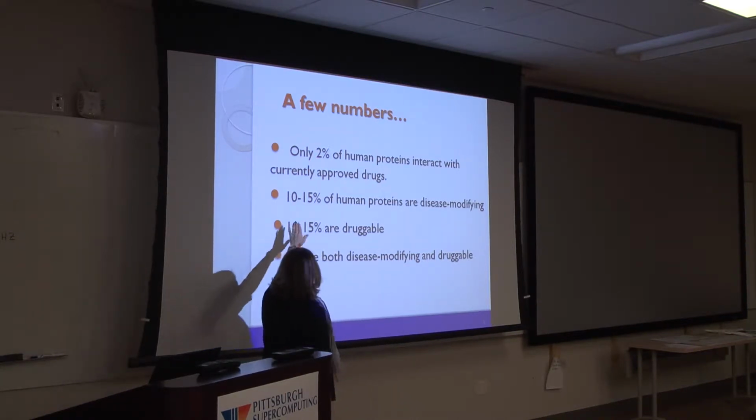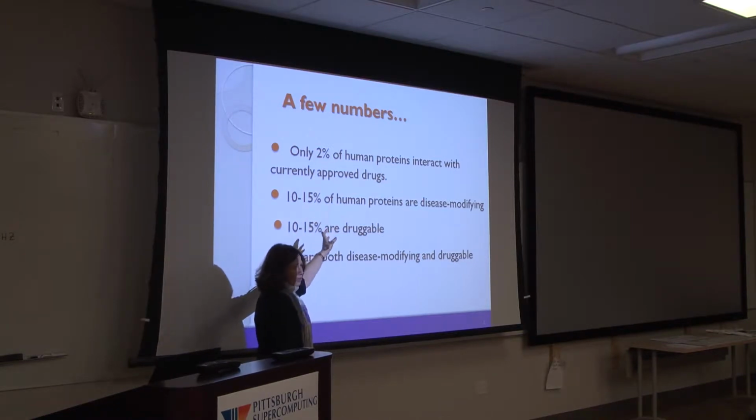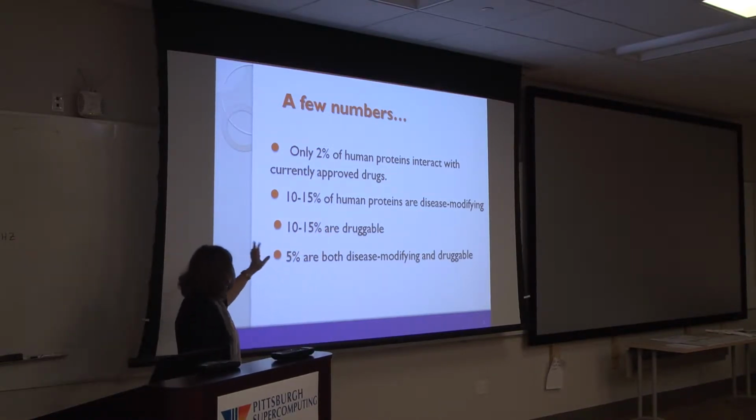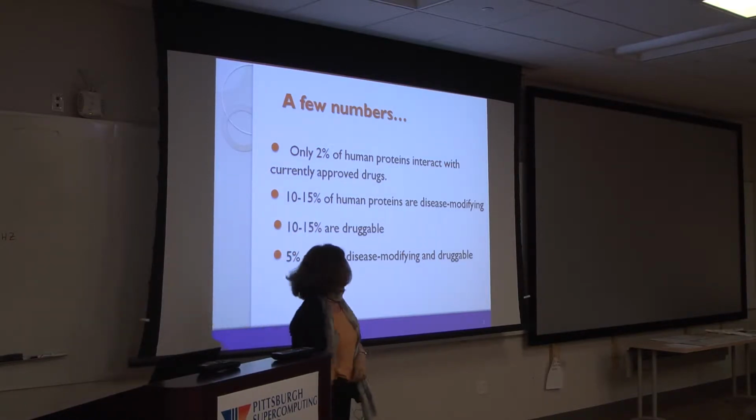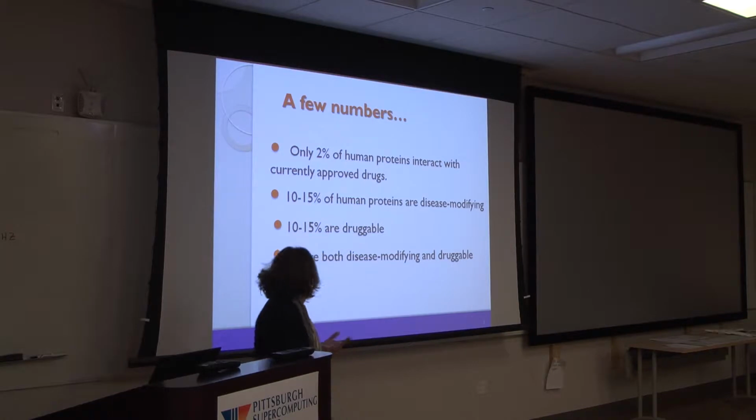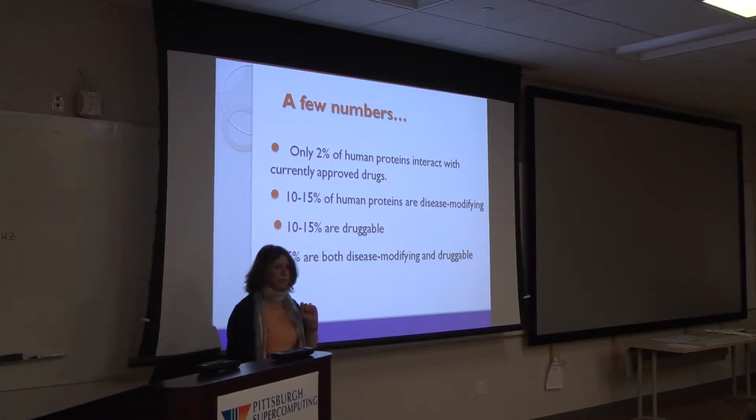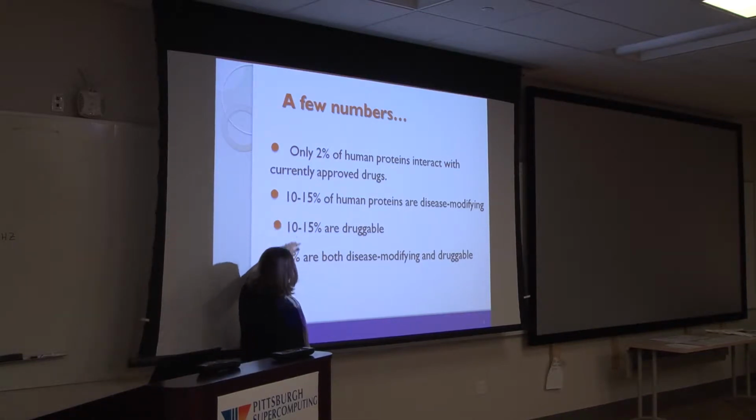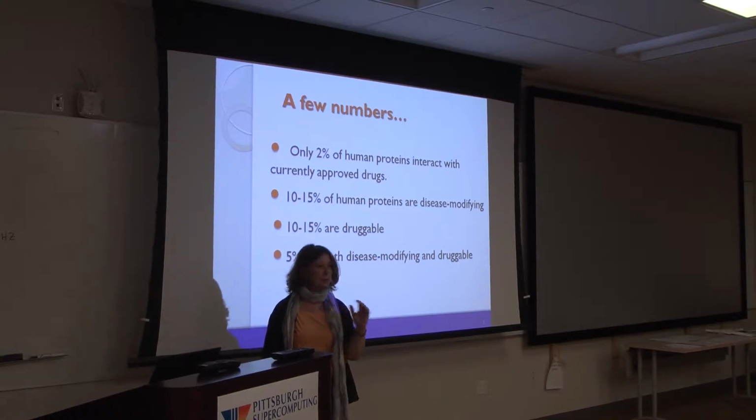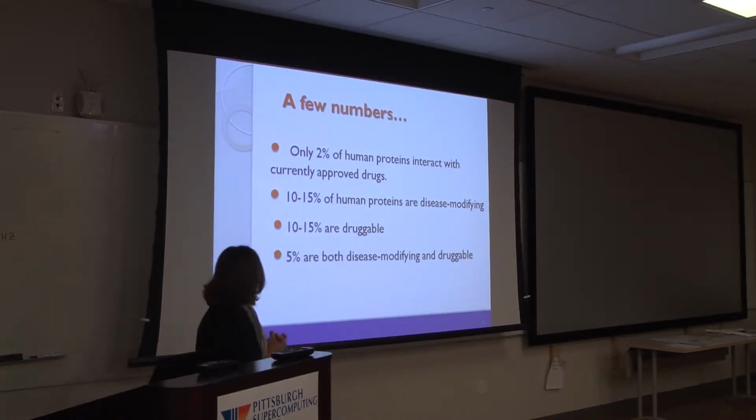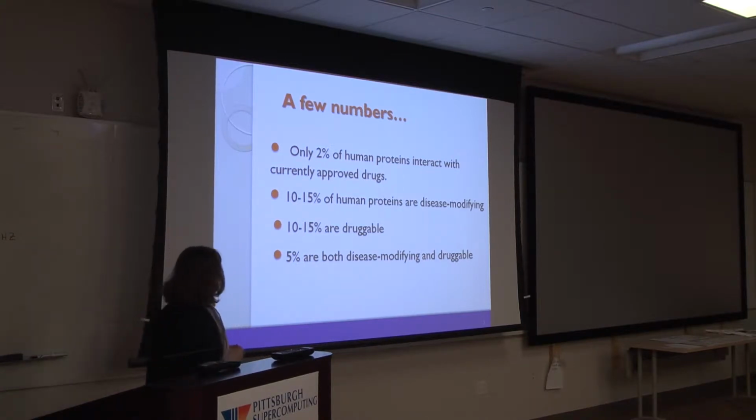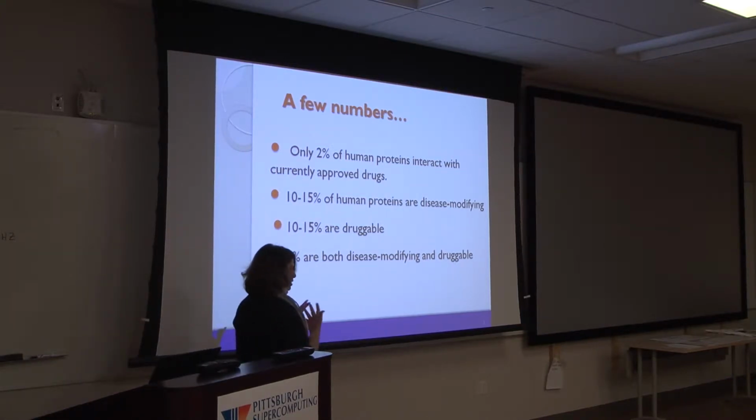And from the previous slide, the ratio was about 15%, but a more conservative range is 10 to 15% of the proteins are disease modifying. 10 to 15% are druggable. So these three are based on what I've just shown, actually. And 5% are both druggable and disease modifying, and this is our goal, to really mine this set and design new drugs.